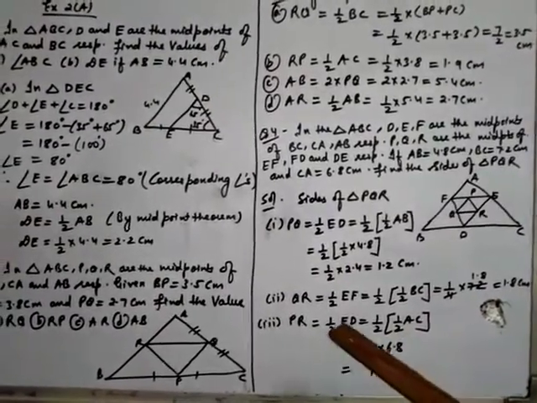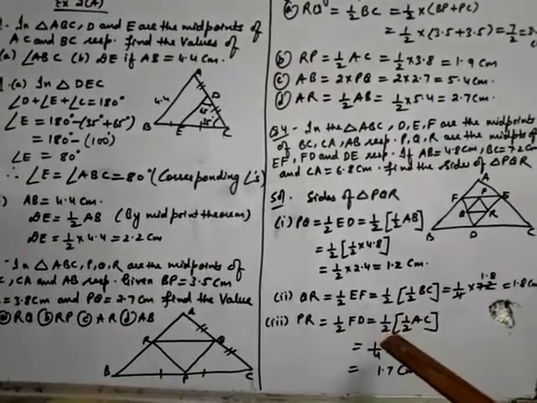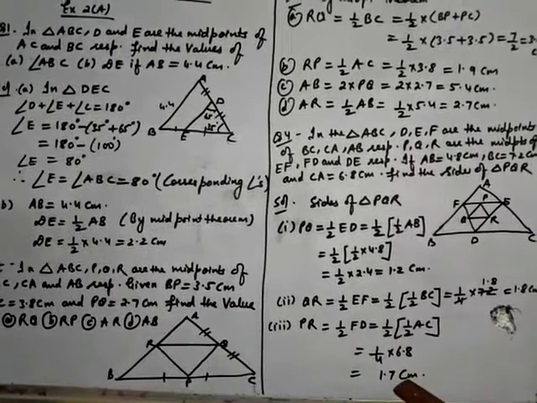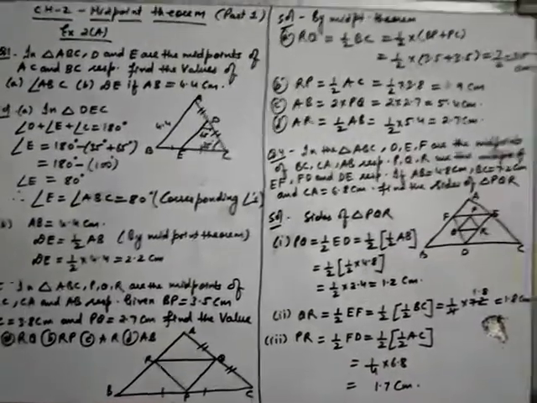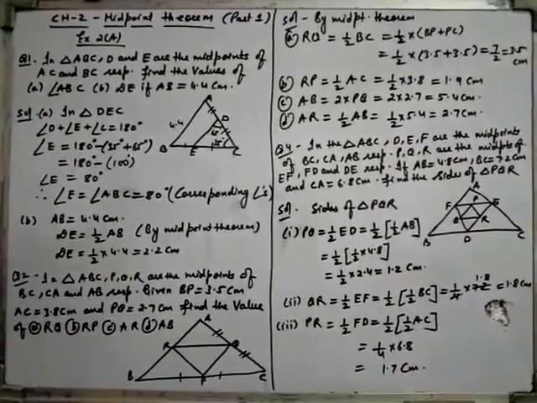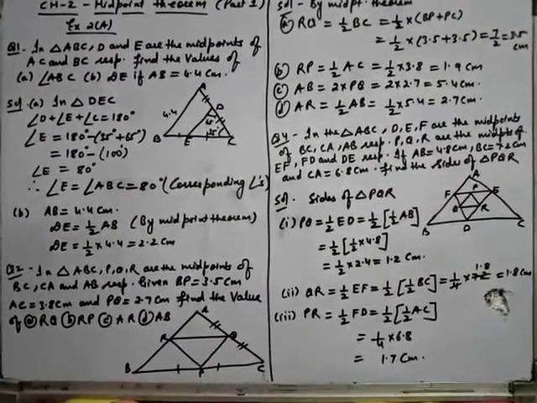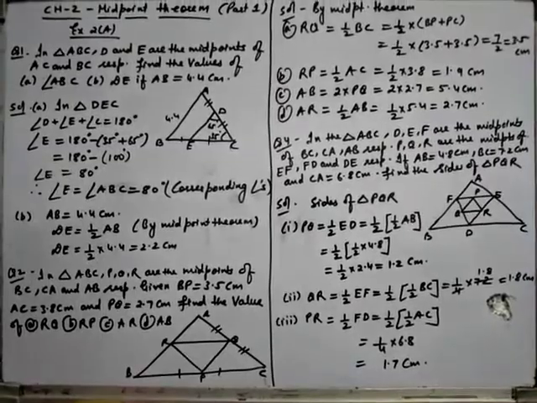And third, PR is equal to half of FD, and FD is half of AC, so 1 upon 4 into 6.8 equals 1.7 centimeter. Clear, student? I hope you understood. So in all these three questions, we apply the midpoint theorem rule. Clear? Now we see the next question of the same exercise.